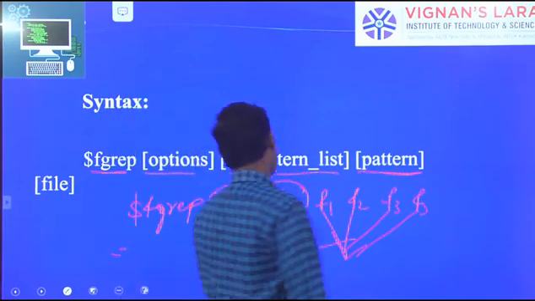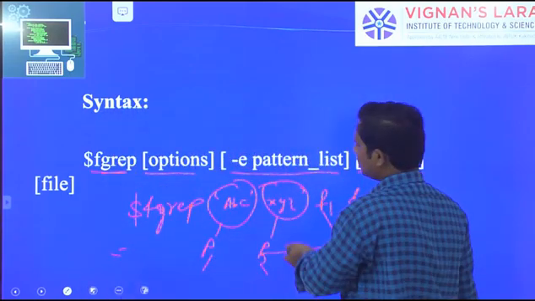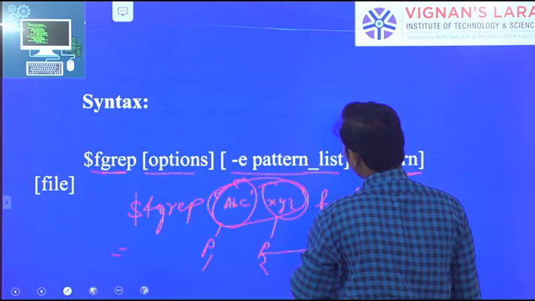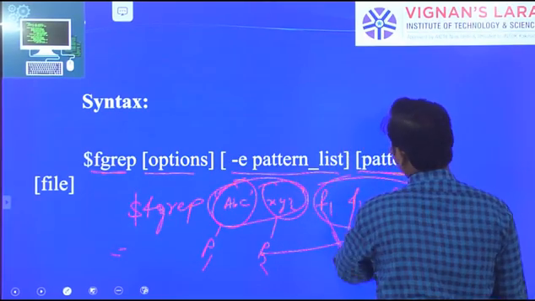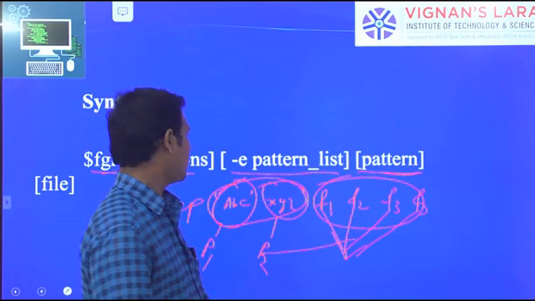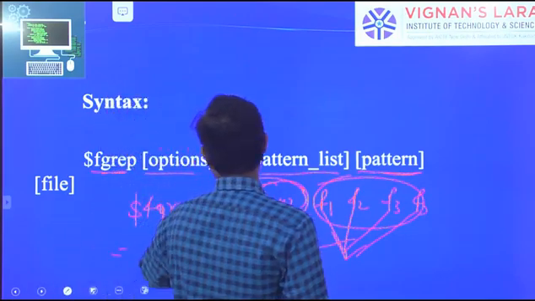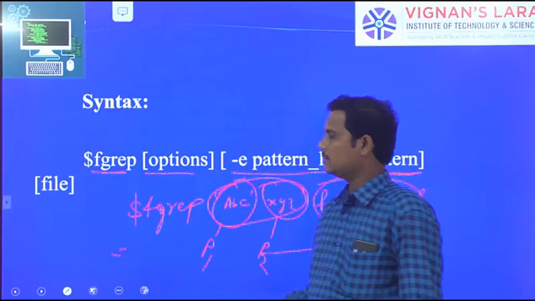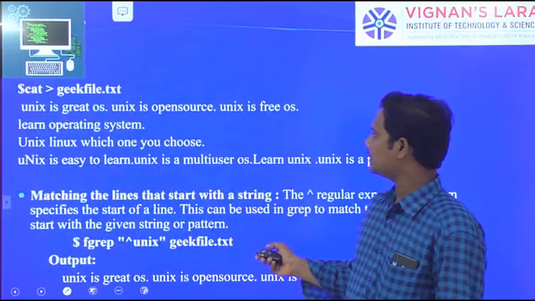So here the advantage of fgrep is that you can search multiple patterns in multiple files. It is the advantage of using fgrep. Here is the simple syntax. You can see a small example.